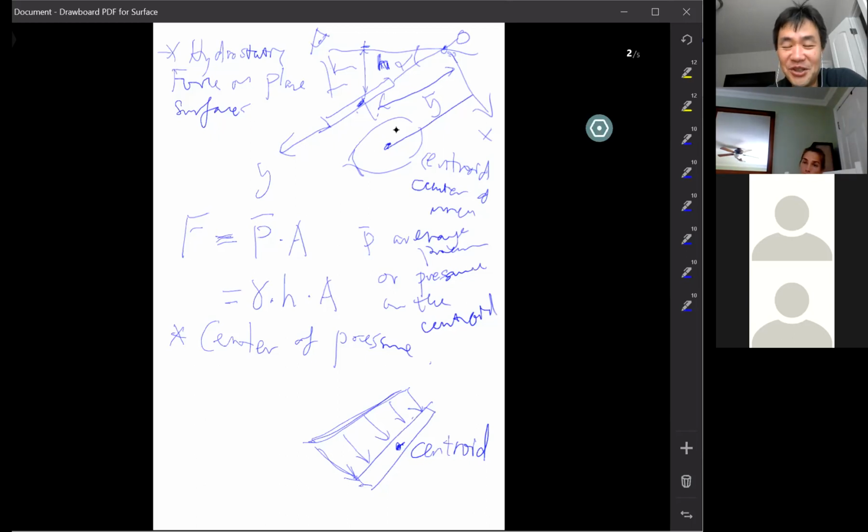Not always. The situation where the centroid is the center of pressure is when the plate is lying horizontally underwater. If it's lying horizontally underwater, where is your center of pressure? Okay, let's say my plate is here like this. What is the pressure distribution on top of it?